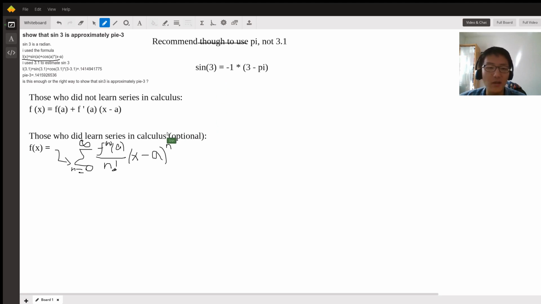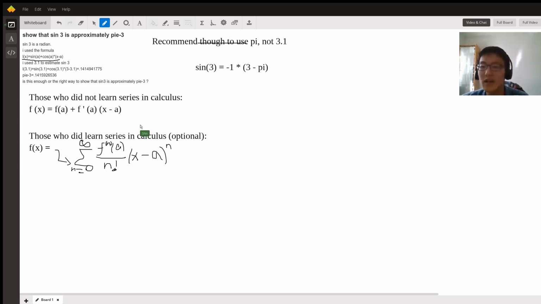This is all you should need to know. But if you did learn series in calculus, you could do it this way if you wish to. Of course, the first way is easier, but if you want to do something more advanced, you can do this. Basically, f of x, or sine of x, is equal to the summation from n equals 0 all the way to infinity of the nth derivative of f at a, divided by the factorial of n, times x minus a to the power of n, where we would consider x as 3 here, and a as pi, obviously.